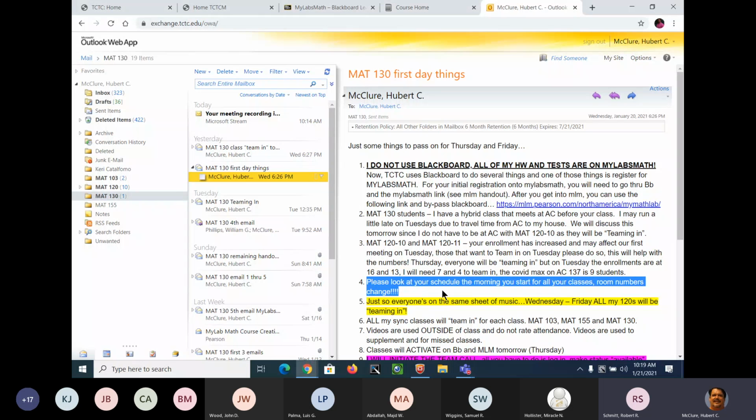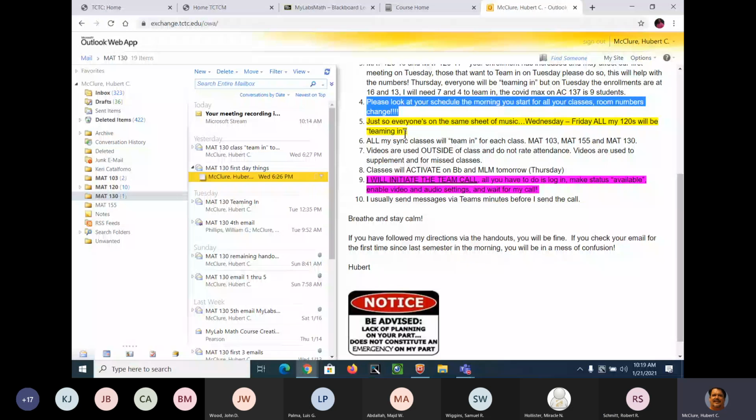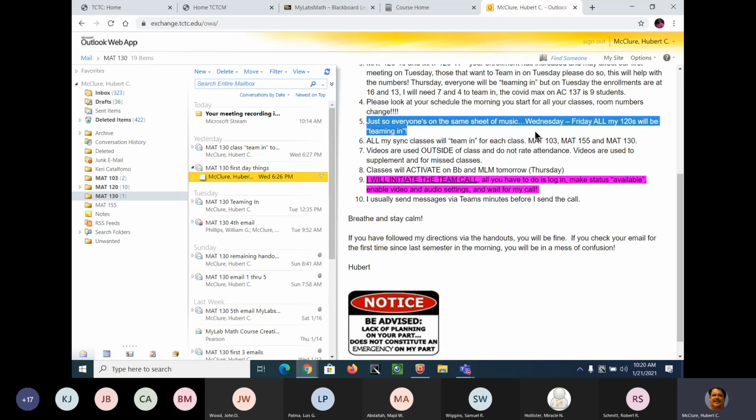Excuse me. Some of your rooms may have changed, and you do that no matter if you're at Tri-County Tech or Clemson University. You always print out your schedule the morning of the first day of class, because if you printed it out 6 months ago or 6 weeks ago, those room numbers may have changed, because we play musical rooms right before the week before classes start. Some teachers don't like a certain room, and they trade with another teacher and all this stuff. Okay? Just so everyone's on the same sheet of music, and this is for my hybrids more than y'all.